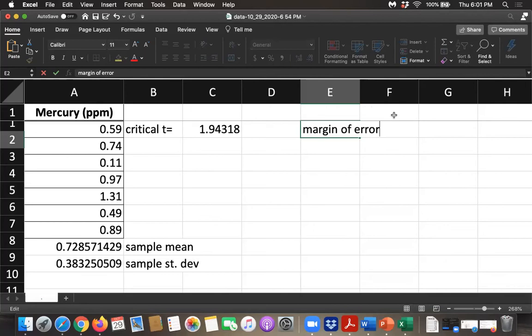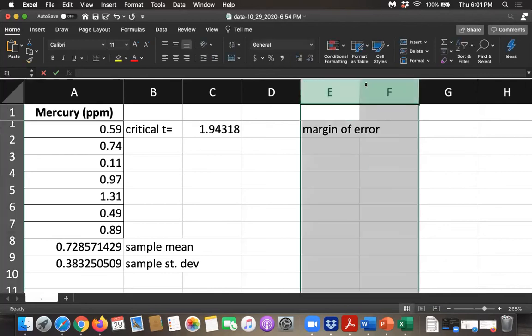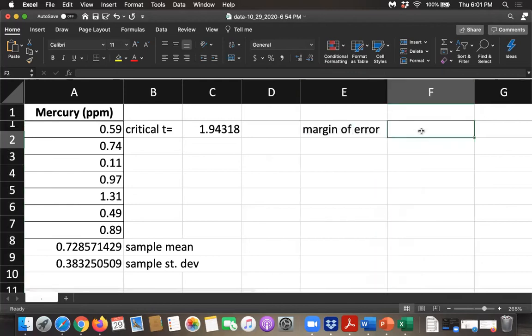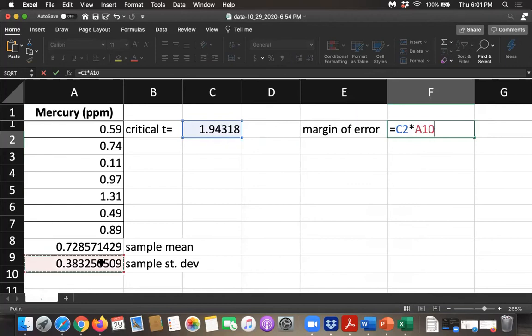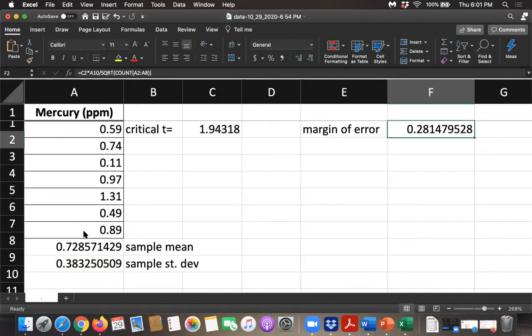The margin of error is equal to that t-score. So I want the t-value times the sample standard deviation, which is right there, divided by the square root. Use SQRT in Excel of the sample size, and the sample size in this case was 7. You can either type that directly or you can count the values. So I can say the count of values from here to here. That's going to count those for me, and it's going to tell me that my sample size is 7. And that gives me the margin of error.